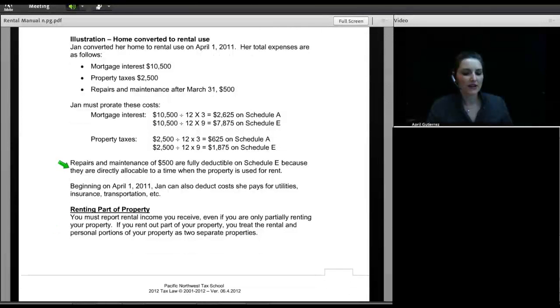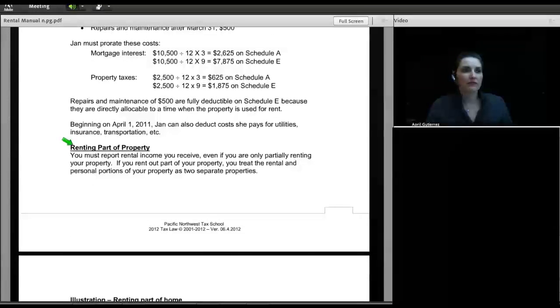Now about those repairs, all of the repairs took place after the point it became a rental, so they're all deducted on Schedule E, but no repairs paid before it became a rental should go on Schedule E at all. Those would be personal. Also, beginning on April 1st, because the property became a rental, Jen can begin deducting costs she pays for utilities, insurance, transportation, etc.